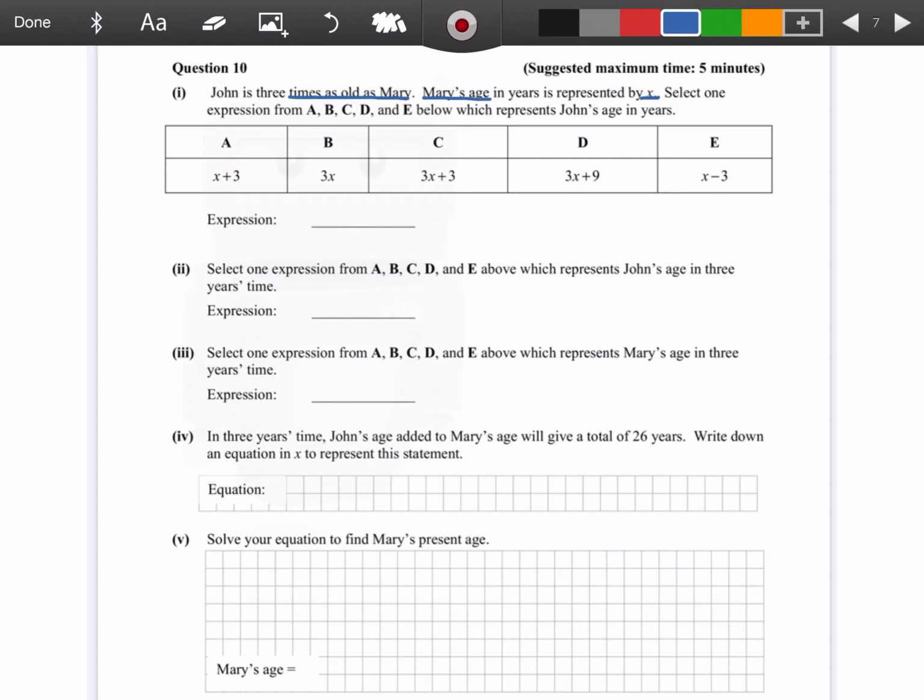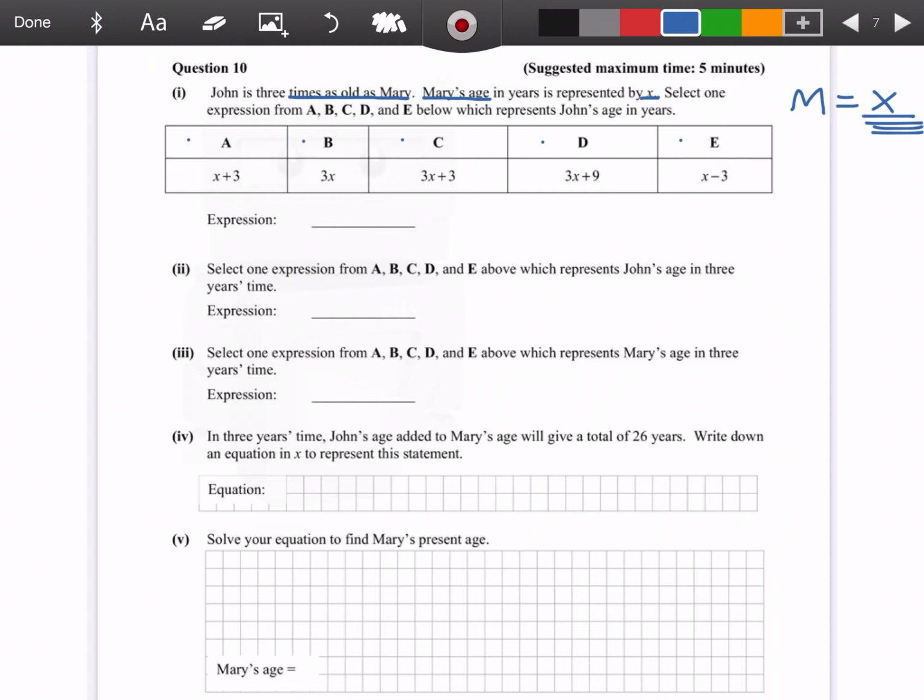So I want to figure out which of these 5 things would tell me what John's age is. Now it's telling me that Mary's age is x. Okay, so if John is 3 times as old as Mary, then we can say that John's age would be 3 times that. 3 times more than what Mary's is.